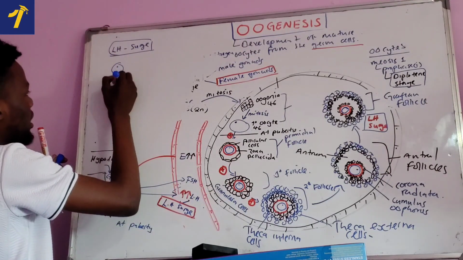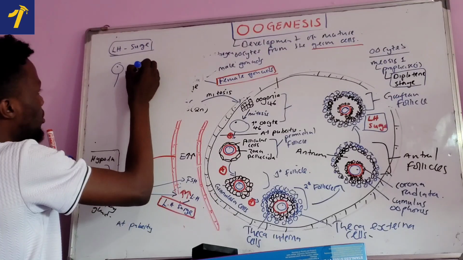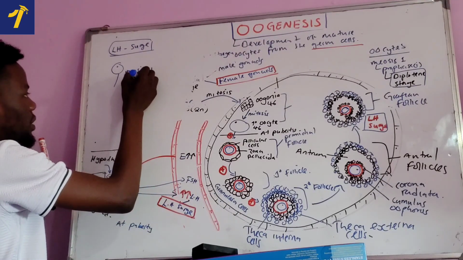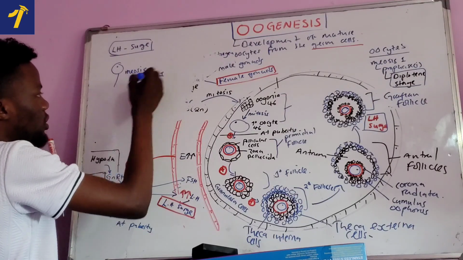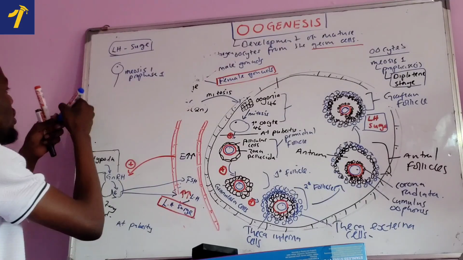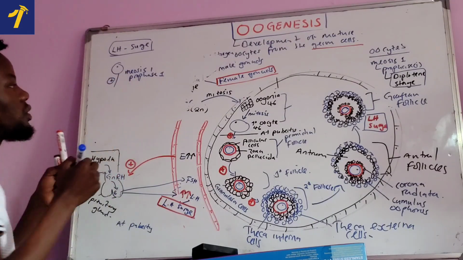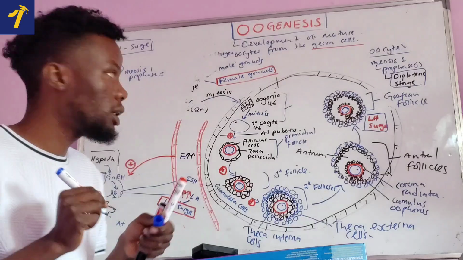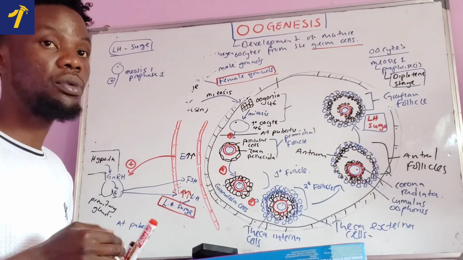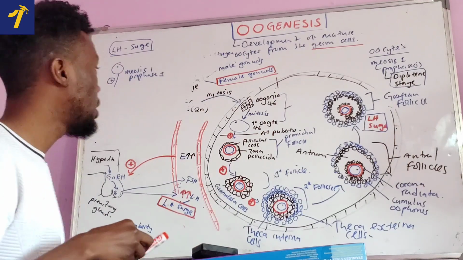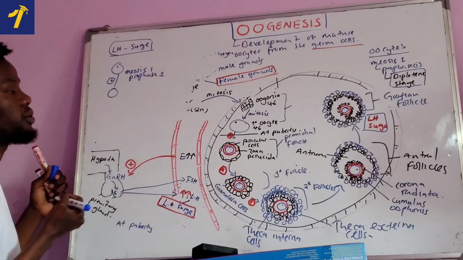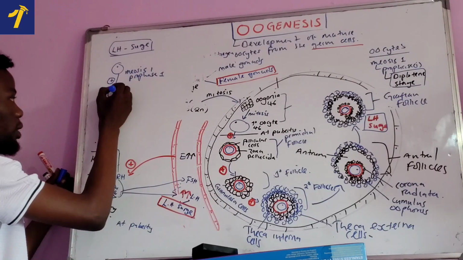Remember, it was stuck in meiosis 1, probably that should be prophase 1. It was stuck in prophase 1. Now, if there is a luteinizing surge, it will stimulate the completion of meiosis 1, from prophase 1 to the complete meiosis. So this cell is now going to complete this meiosis 1.